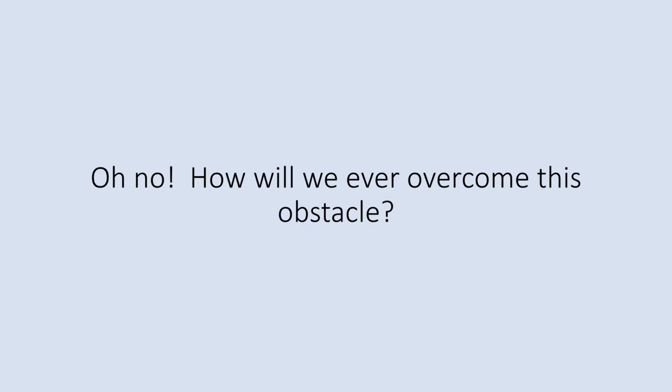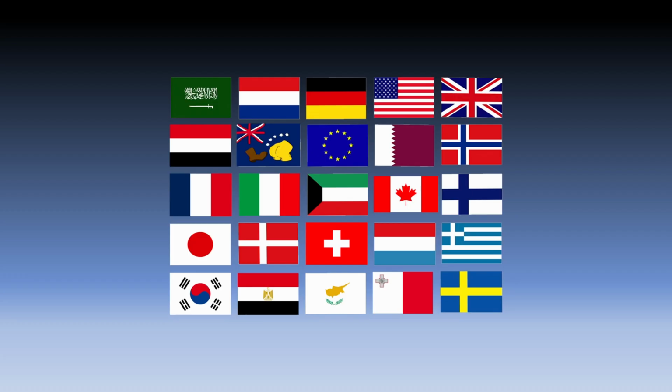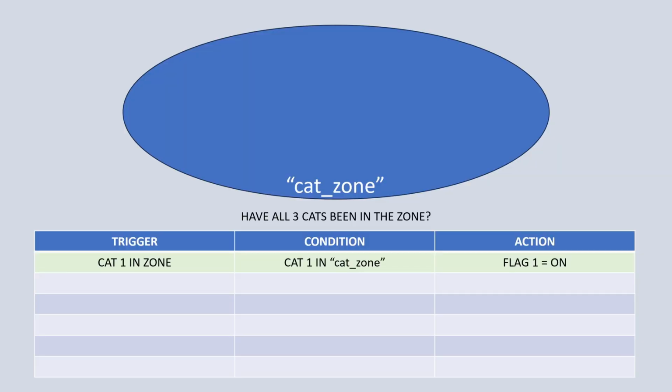Oh no! How will we ever overcome this obstacle? Well, the answer is flags! Remember how it was said that a flag is like a dog pissing on a fire hydrant? It's a way of saying, I was here. We will make a set of triggers and put a flag down when each cat enters the zone.